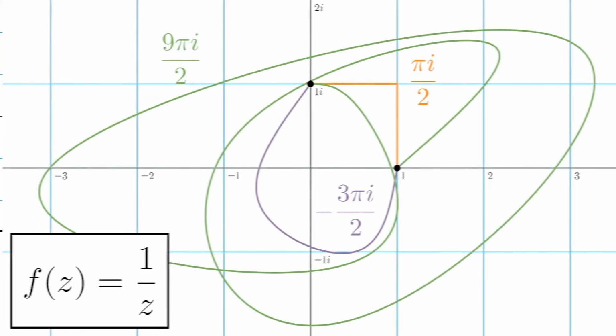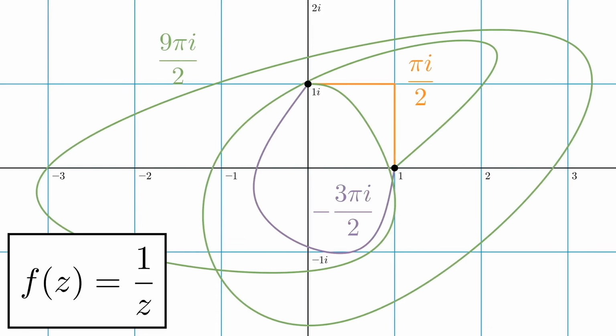So in the 1 over z example, the integrals we get are very much path dependent. That is, different paths sometimes lead to different integrals. But in the case of z squared, the path is essentially irrelevant.